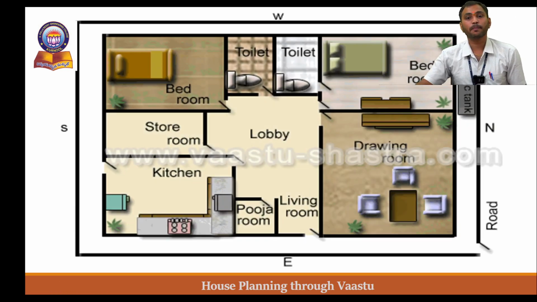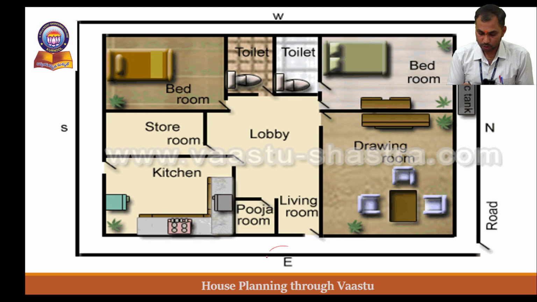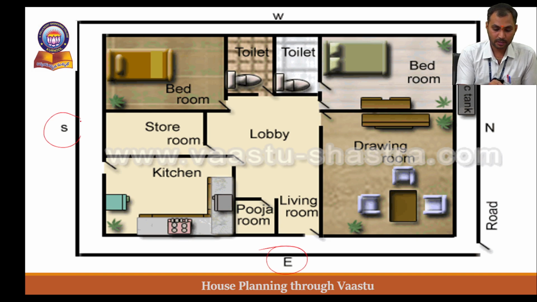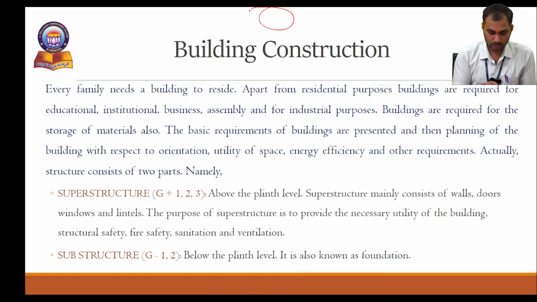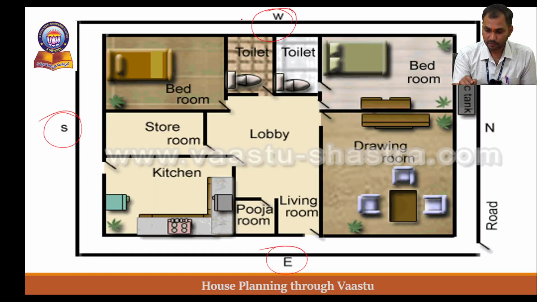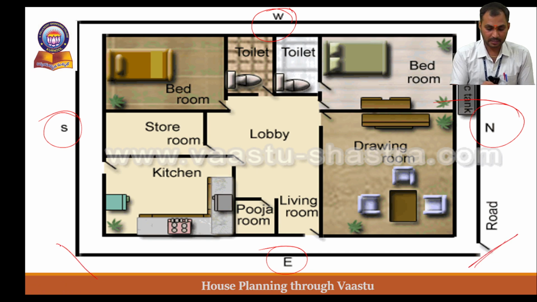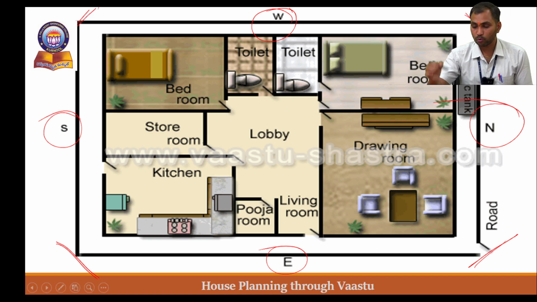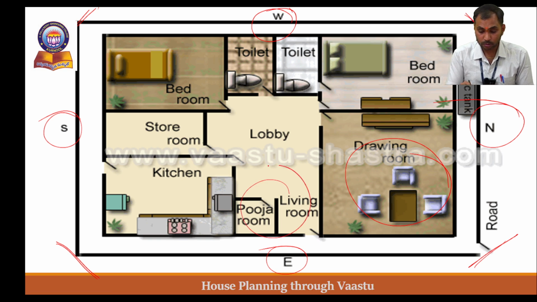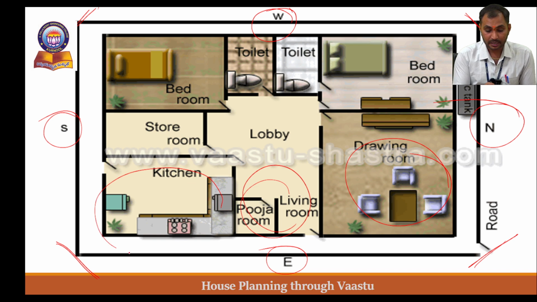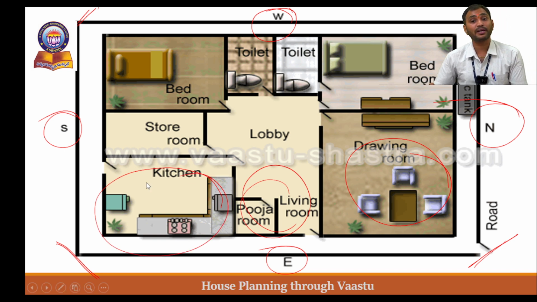Right. Home planning through Vastu. You just see the east direction, south direction, west direction and north direction. This is Ishanya Bhagam, this is Agneya Bhagam, this is Nairuti Bhagam, and Vayuvu Bhagam. In the Ishanyam Bhagam we can present a drawing room and also a puja room, and next to it a lobby.